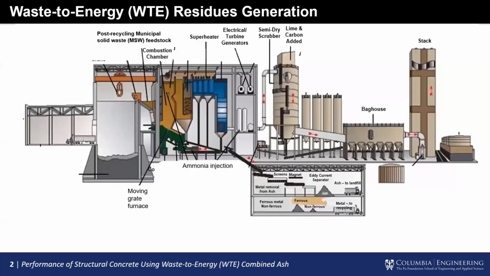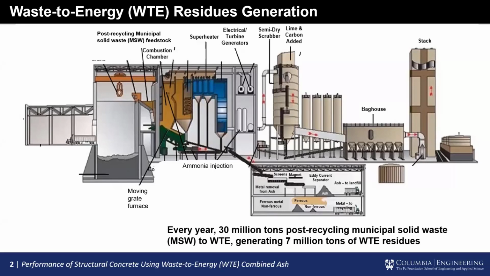So first of all, let's see the waste-to-energy residues generations. The waste-to-energy plants are fueled by the post-recycling municipal solid waste and generate about 7 million tons of waste-to-energy residues every year in the U.S. The waste-to-energy systems have two types of residues, bottom ash and fly ash. The bottom ash is the combustion residue, weighing about 20% of the total municipal solid waste.